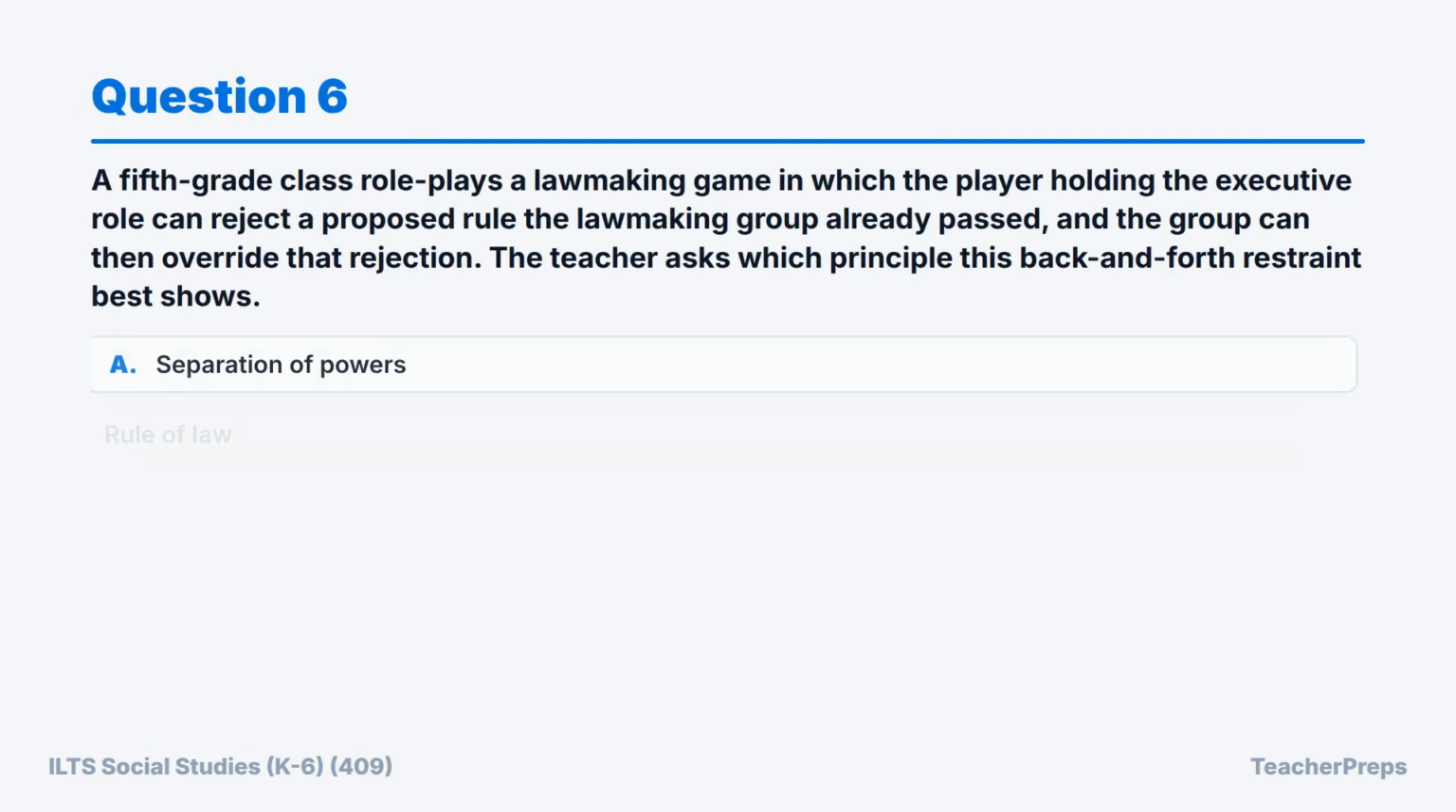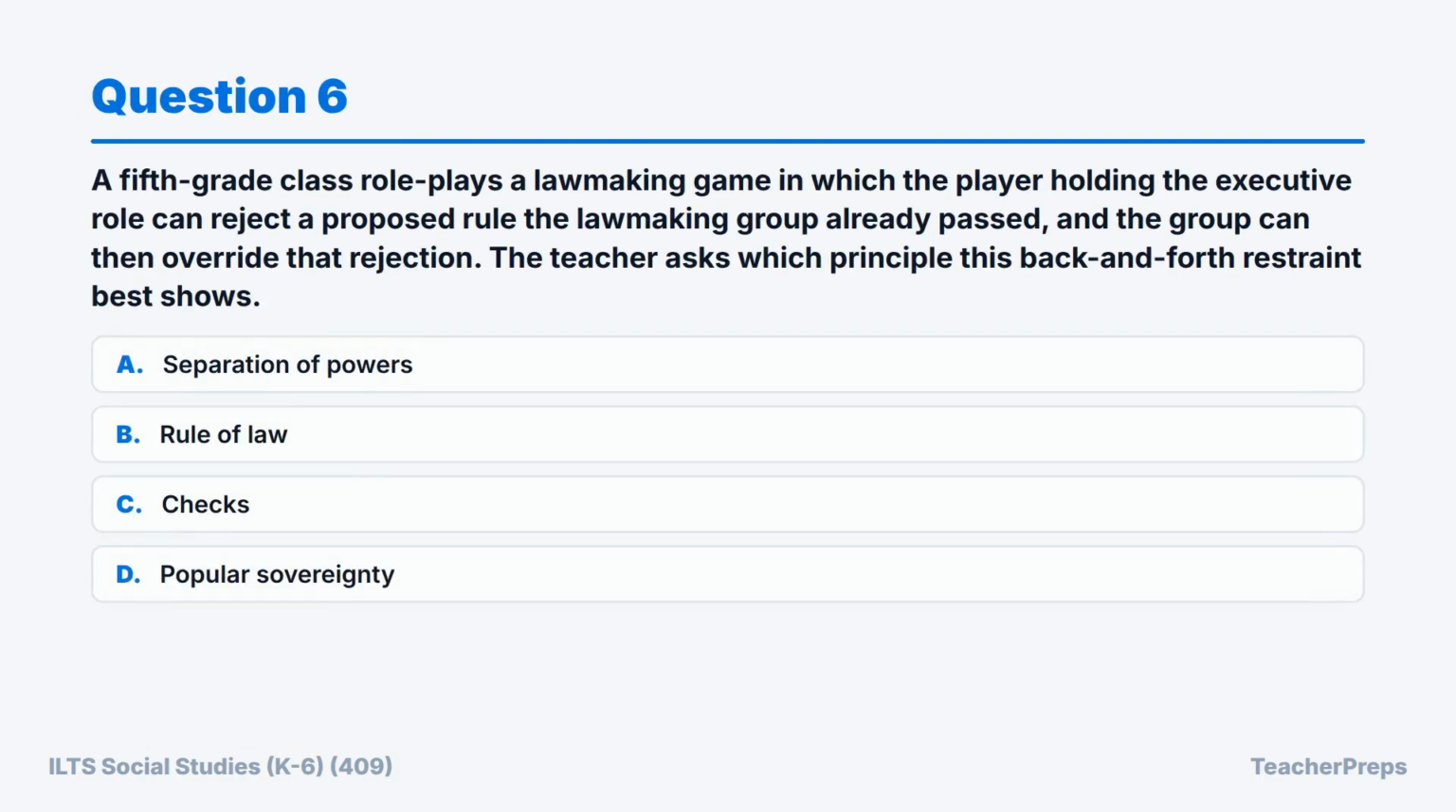Question 6. A fifth-grade class role plays a lawmaking game in which the player holding the executive role can reject a proposed rule the lawmaking group already passed, and the group can then override that rejection. The teacher asks which principle this back-and-forth restraint best shows. Pause the video and select the best answer.